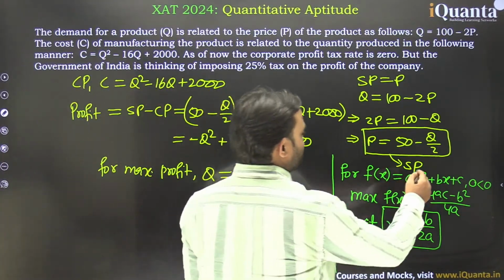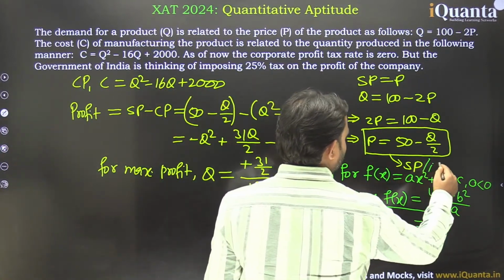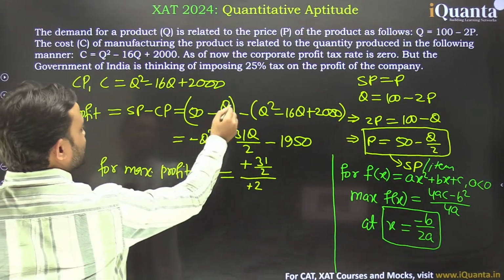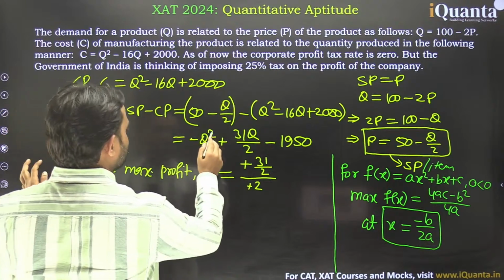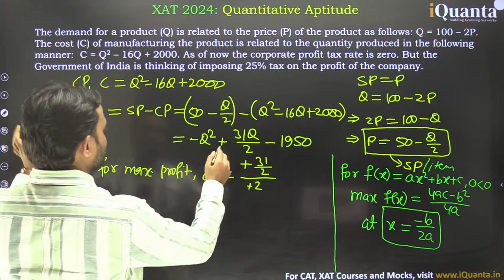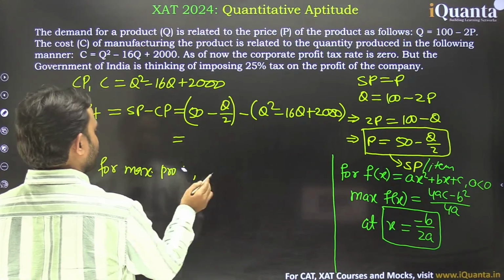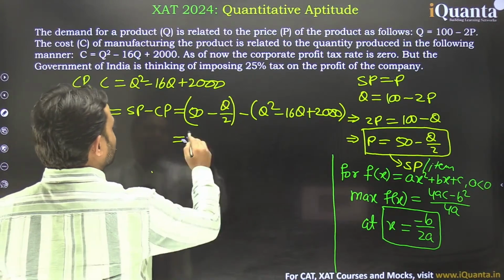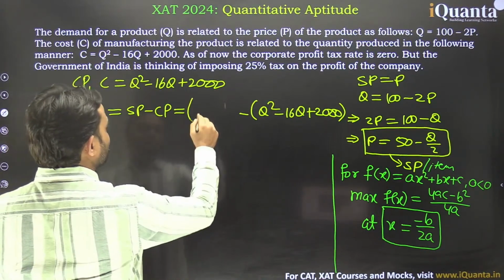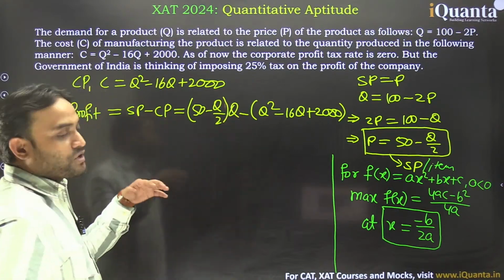This is selling price per item. This is basically selling price per item. Okay, so we will have to find the selling price. The total selling price will be this into Q. Let me erase this one. One second, guys. So the selling price will be equal to selling price of each item, so 50 minus Q by 2, into number of products, which is Q.